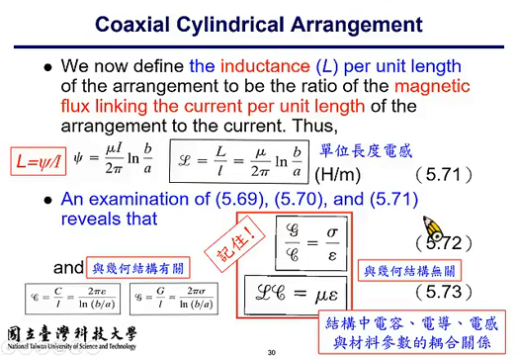Okay, in last Friday's lecture, we have already derived the per unit length equivalent capacitance, conductance, and inductance for the coaxial cylindrical arrangement, which contains two conducting objects, two concentric cylinders, two conductors.